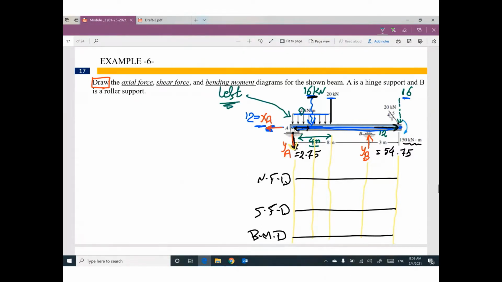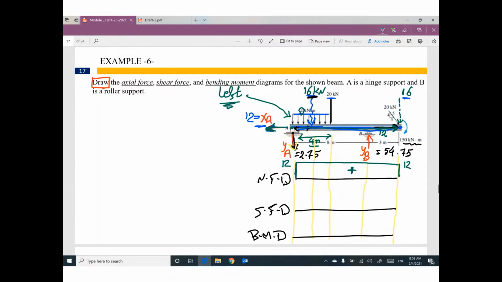Do you have any force at this end parallel to this beam? Yes, we have. We have XA. How much? 12. This 12 pulling or pushing the beam, pulling. So it's a tension. Tension means positive. This 12 will be constant to another 12 here, which is a horizontal force. We have tension.